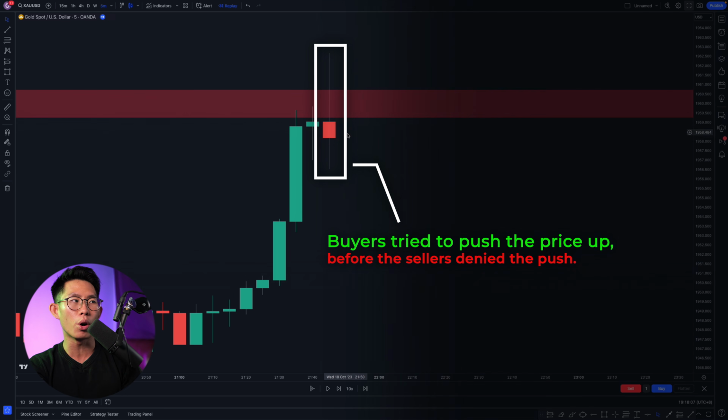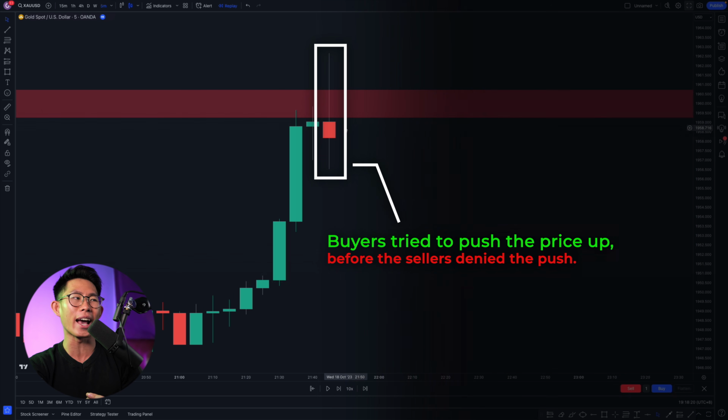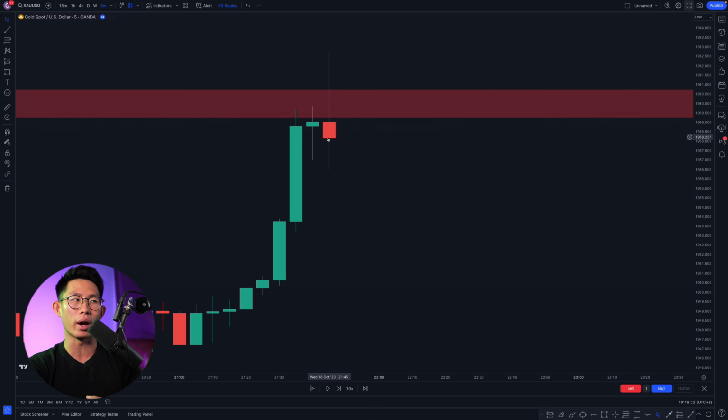This means that at some point of time, the buyers try to push the price all the way up to this level right here, before the sellers come in and say hell no and push the price all the way back down here. So that candlestick actually ended up closing somewhere right around here.